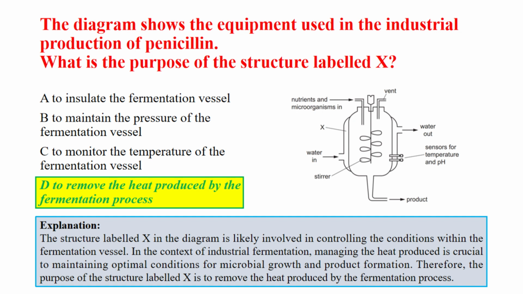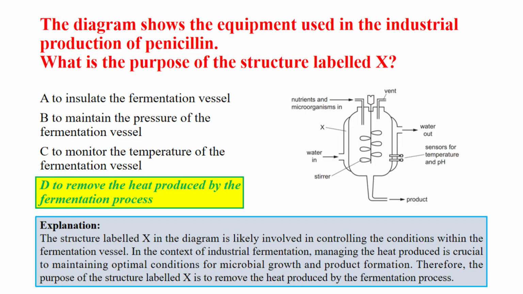Alright, let's break down these options. Insulating the fermentation vessel, option A, helps with temperature control, but that's not the main role here. Maintaining pressure, option B, is crucial, but there's another component dedicated to this task. Monitoring the temperature, option C, is vital, but there's already a sensor for that. So, what's left? Removing the heat produced by the fermentation process, option D.